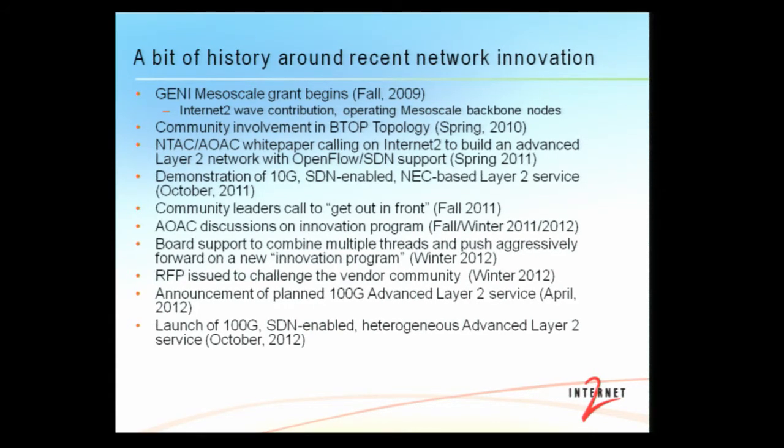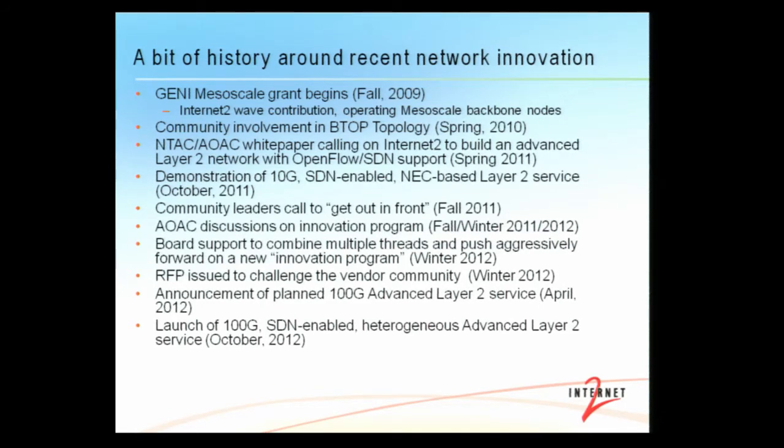So a little bit of history of where we've come from on this innovation side. We've been working with the GENI community to help them build what they call their mesoscale infrastructure, which, before the networks themselves were embracing this technology, was a separate network built through contributions like Internet2's WAVE contribution, and the fact that we're operating several of the nodes. It started to give people insight into how to run one of these networks. We've had a lot of engagement with our community, which has embraced building an advanced layer 2 network with OpenFlow or SDN support.